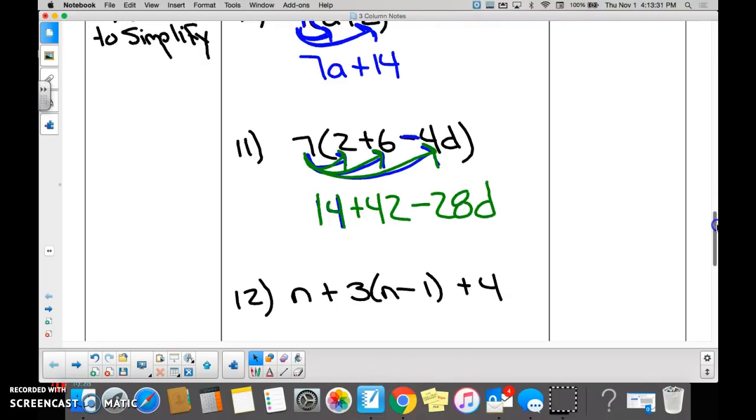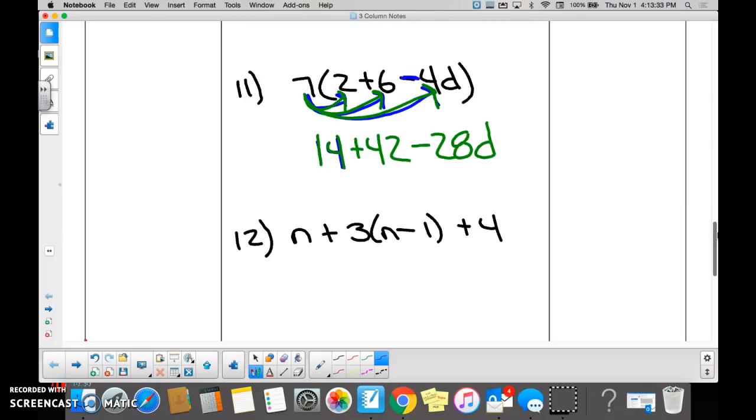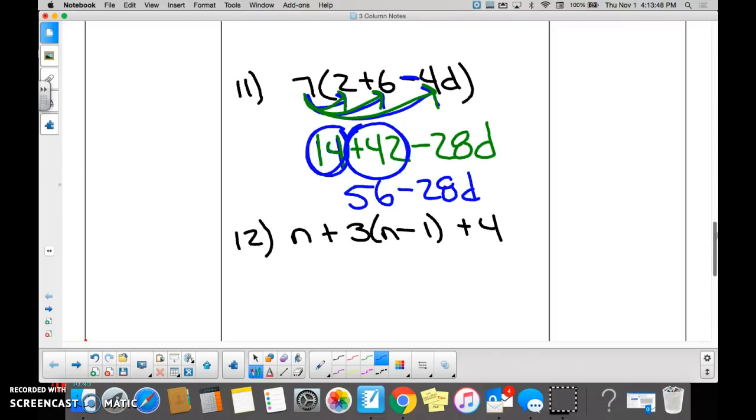One thing that you should be noticing is that we have a 14 and we have a positive 42, which are like terms. We can continue to simplify this as 56 minus 28d because of the fact we have like terms that can be joined together.